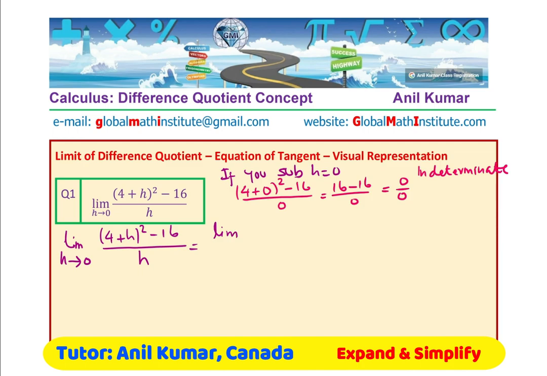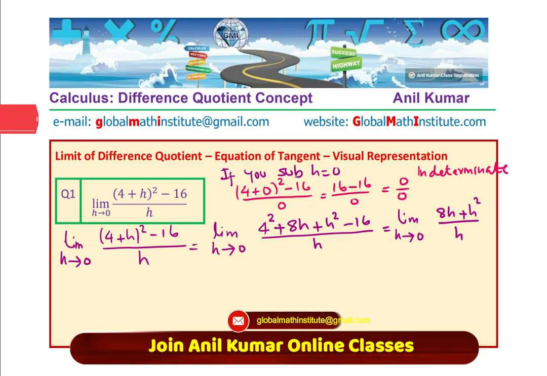We get the limit as h approaches 0. When you expand this, you get 4 squared minus 2 times 4 times h, which is 8h, plus h squared. Then you have minus 16 here, divided by h. So in the numerator, 4 squared and minus 16 cancel, since 4 squared is 16. So you get the limit as h approaches 0 of 8h plus h squared over h, correct?